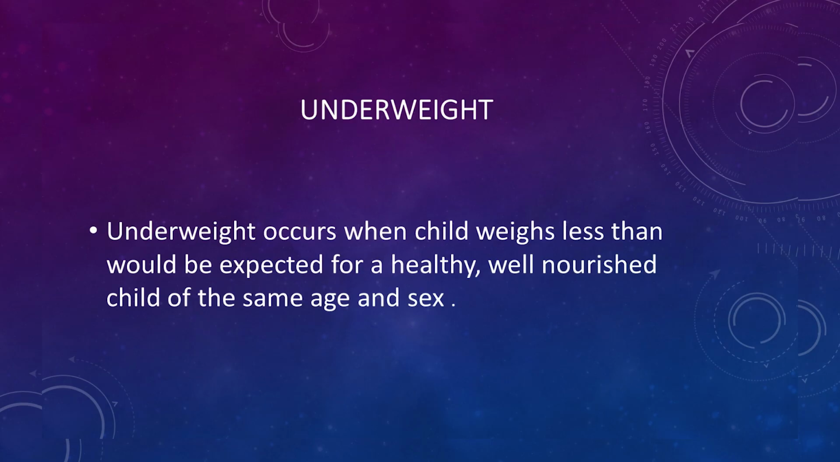The child is underweight. Underweight occurs when the child weighs less than would be expected for a healthy, well nourished child of the same age and sex. If two children are of the same age and one's weight is very much less than the other, when the other child is normal and not overweight, then the first child is called an underweight child. So, his weight is less for his age and sex, and that child is called an underweight child.